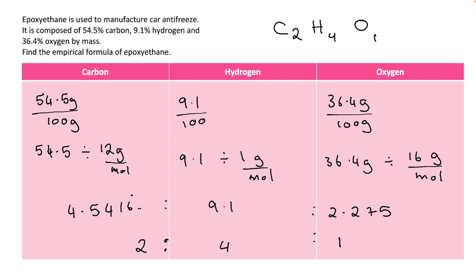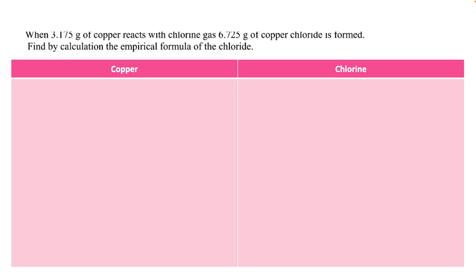We'll do one more, and I mean one more, and this is the last one this time. So if we take a look, it says when copper reacts with chlorine gas, 6.725 grams of copper chloride is formed. So when we had this many grams of copper to begin with, all of that then gets converted into copper chloride, but when it forms copper chloride, obviously the chlorine gas gets added on, and the mass of that is what's increased the mass of it here.